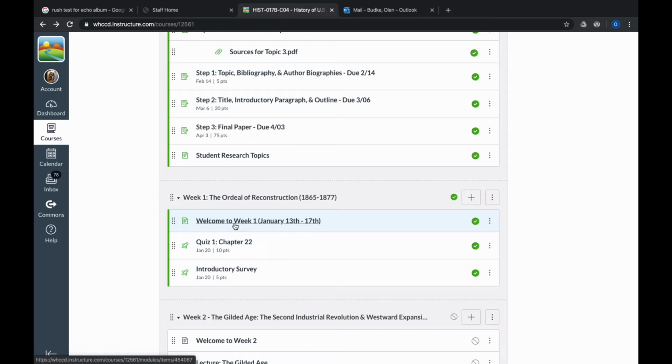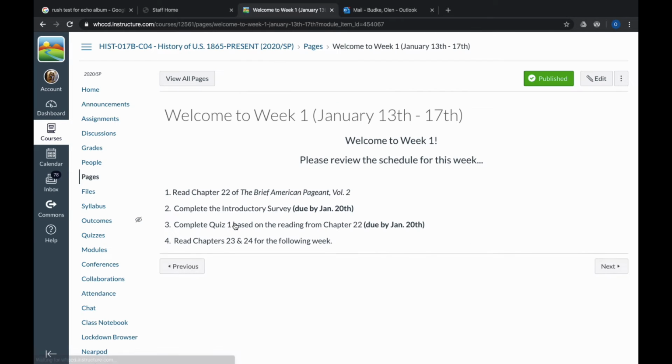So in week one here, if we click into the welcome to week one, and every week's module will have a welcome to week whatever title on it, right? And that's going to basically give you a summary of what the schedule is for the week, things that we need to accomplish.